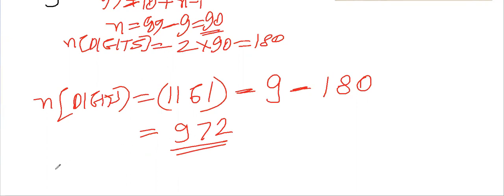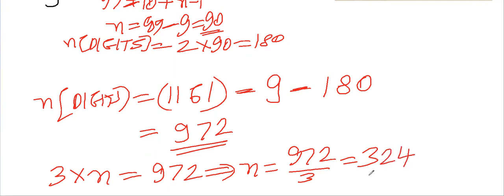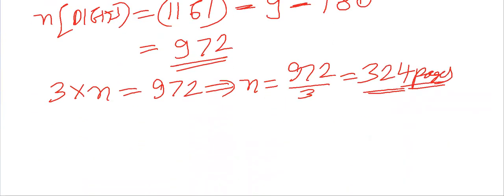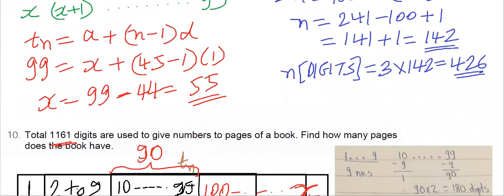So how many numbers will it be? It will be 3 into n, that comes to 972. So here n will be 972 divided by 3. 3 3s are 9, 3 2s are 6, 3 4s are 12. So 324 pages. There will be 324 pages here.